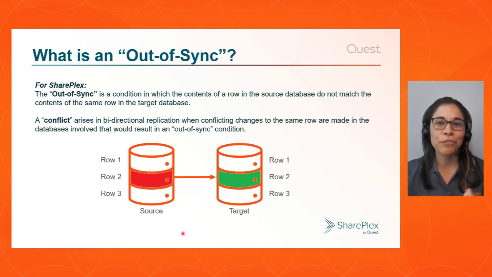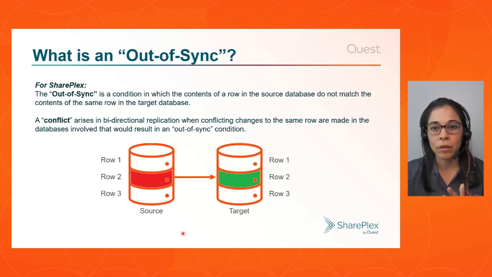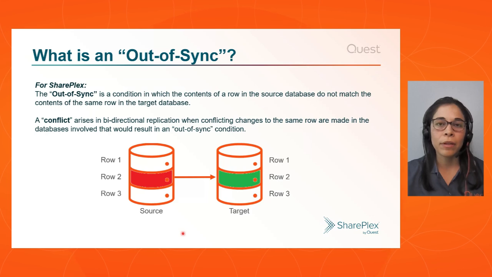In SharePlex, an autosync condition occurs when a row contained in the source database doesn't match the target database. This can happen with bidirectional replication if conflicting updates are made to the same row in both databases. When this happens, SharePlex flags the error as an autosync. Understanding this is very important and is the first step to identify and fix this issue.